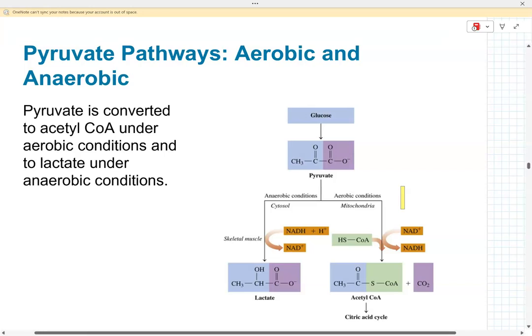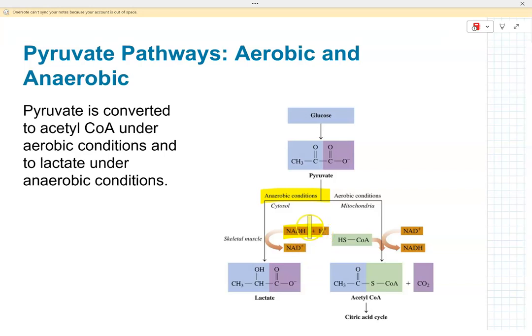Pyruvate has 2 options. We're talking about human cells. If cells do not receive oxygen, there's no oxygen, anaerobic conditions. Pyruvate will get back the electrons from NADH, electrons and hydrogen. It will be reduced. It will gain electrons and hydrogens, and it will be reduced to lactate or lactic acid. Sounds good?